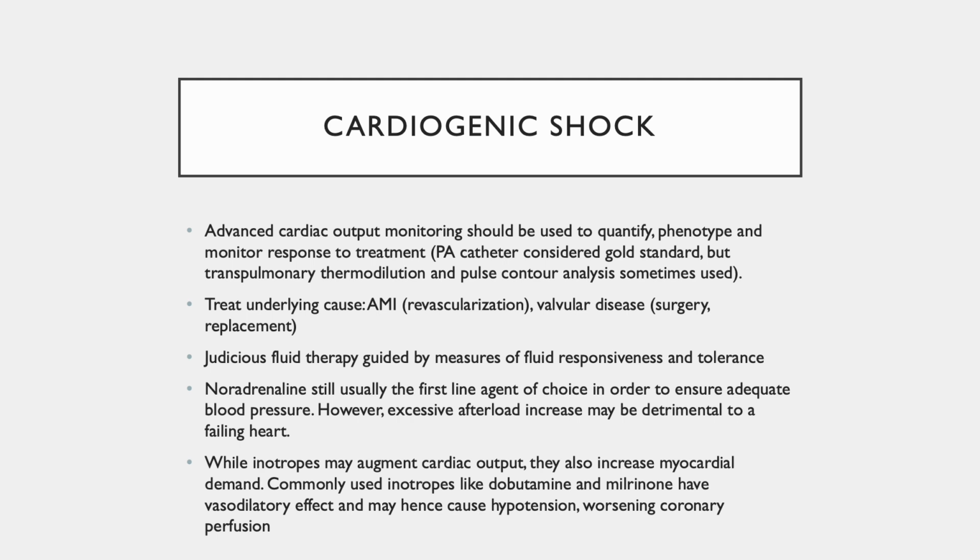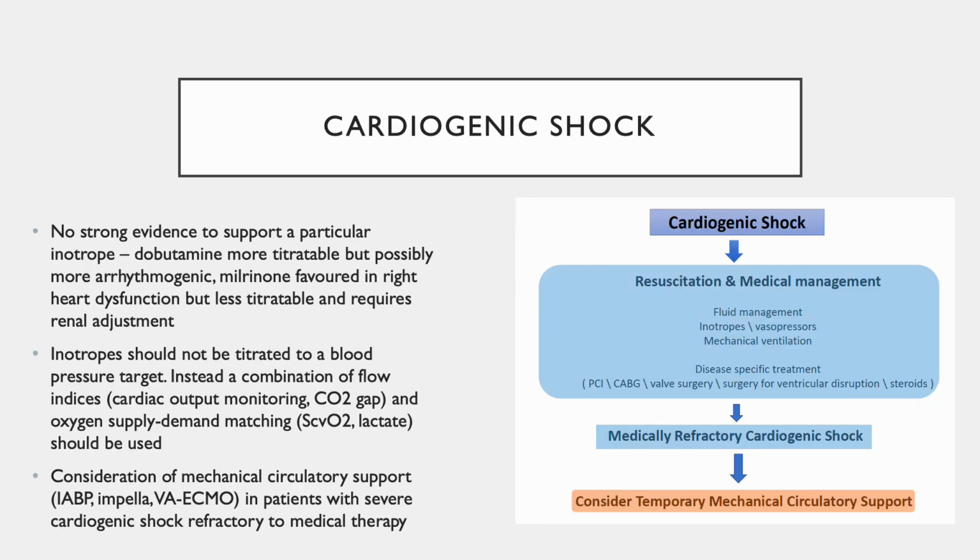And management principles include treating the underlying etiology, commonly revascularization in the context of acute myocardial infarction, judicious fluid therapy, where early consideration of assessment of fluid responsiveness and tolerance is indicated, and noradrenaline usually being the first-line agent in cardiogenic shock, with addition of inodilators like dobutamine and milrinone as previously discussed to improve cardiac output and global oxygen delivery. And to reinforce once again, the inotropes or inodilators should be titrated based on the flow measure, coupled with monitoring of global oxygen supply demand matching and end organ perfusion markers, rather than solely looking at blood pressure.